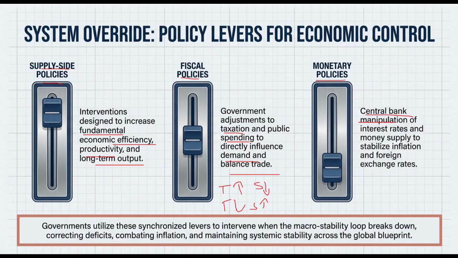Okay. So the government utilizes these synchronized levers to intervene when the macro stability loop breaks down, correcting deficits, combating inflation, and maintaining systematic stability across the global footprint. The health of an economy is very much needed for the smooth functioning of a country, right? For their businesses, exports, imports, and other revenue related earnings, spending, etc. For all, we need a stable economy. So that is why we have to make sure everything is balanced smoothly.